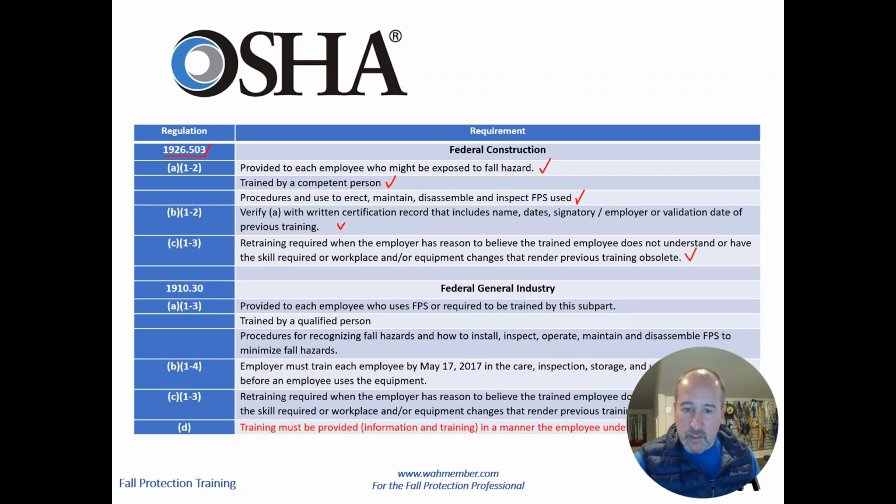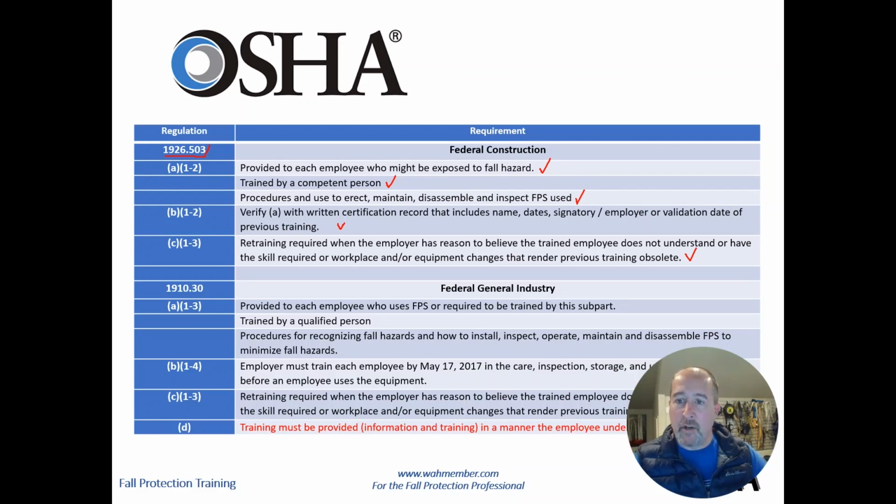OSHA only requires retraining when an employee doesn't understand or demonstrates that they don't have the skill required. So after training, if somebody isn't wearing their harness correctly, the training didn't take. They didn't understand the training, or they're refusing. Who knows whether it's a disciplinary or an insubordination situation, or they just don't understand. But somebody not understanding or demonstrating the skill required is a reason to conduct training again. Or the workplace or the equipment changes that renders previous training obsolete.